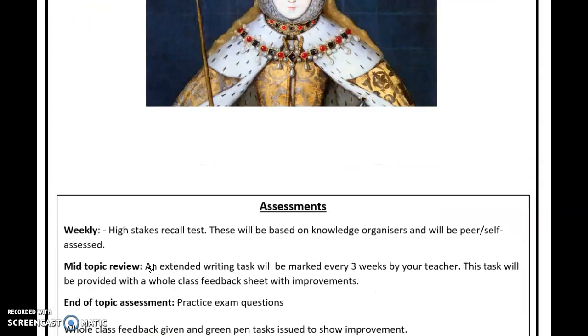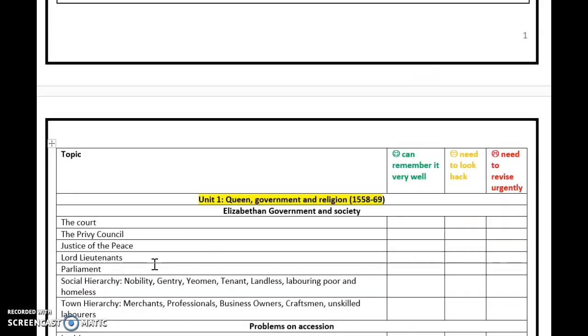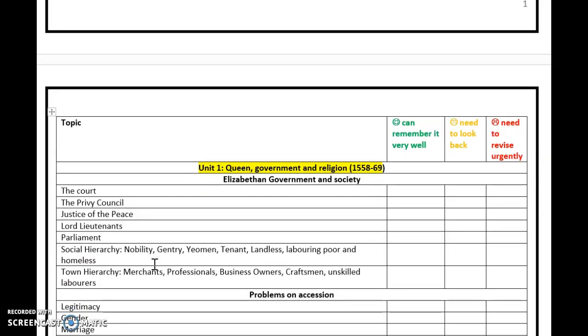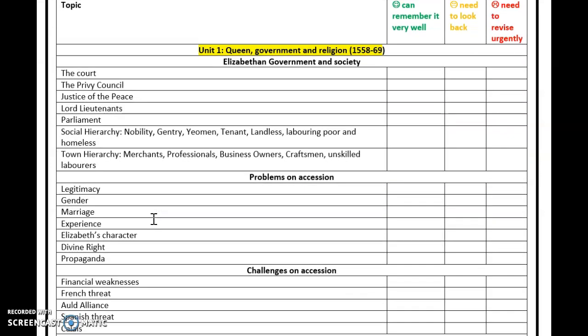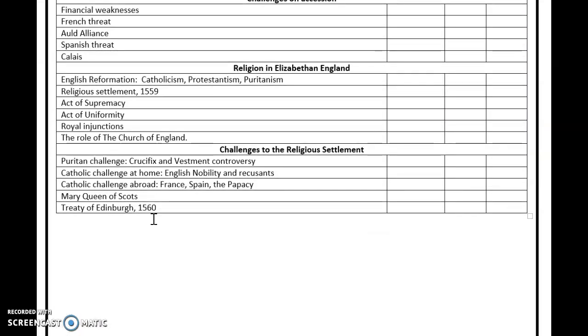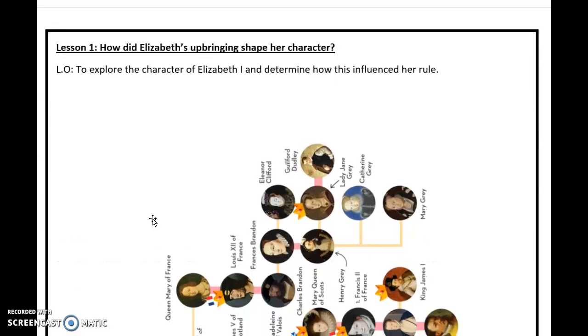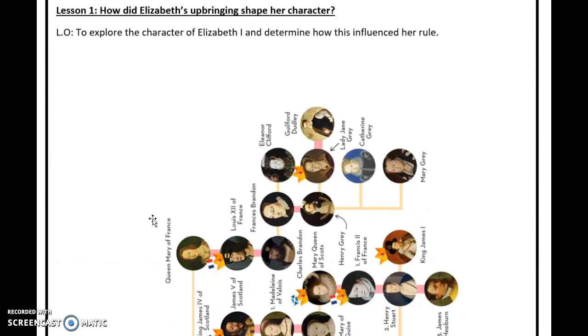So just going to today's first lesson, and as I said, you will get given this booklet when we return to school and we can go through this first page here. But just moving on to the first lesson, which focuses on Elizabeth's upbringing and how it shaped her adult character. What I would like you to do firstly is pause the video now and write down the title in your exercise book with today's date.